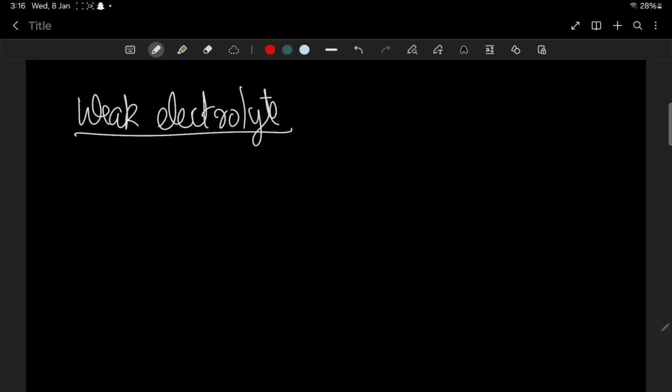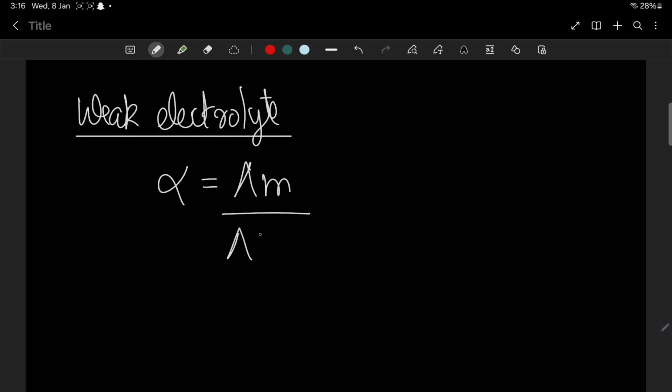Now for a weak electrolyte, I told you that the graph is going to infinity, like an asymptote. For a weak electrolyte, the limiting molar conductivity is at infinity, so we cannot tell much. But there is an equation for a weak electrolyte. The degree of dissociation, alpha, of a weak electrolyte is the molar conductivity divided by its limiting molar conductivity.